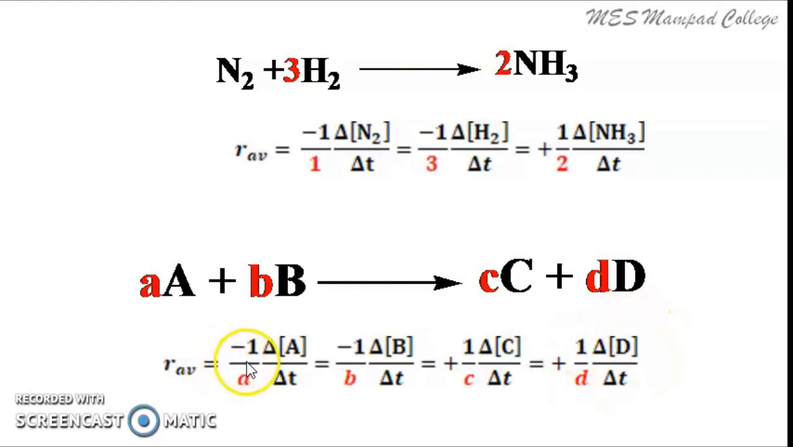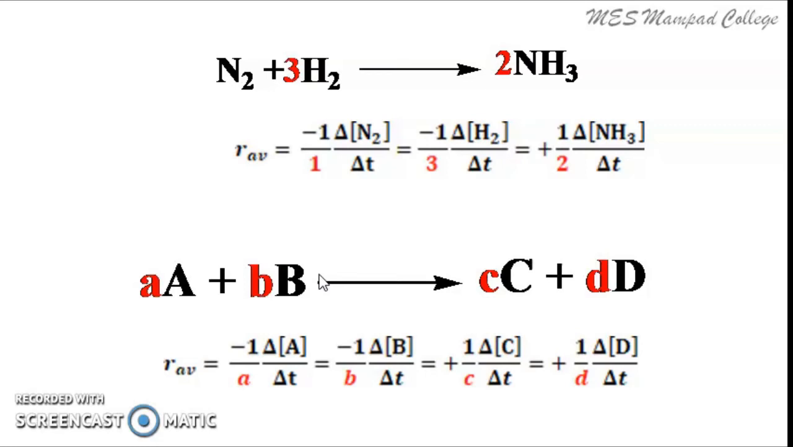So this particular aspect you have to remember. That means you can monitor the change of concentration of any of these components, that is any of the reactants or any of the products, and then determine the rate of a reaction. That's important, and that's the beauty of this kinetics. You take any one component and then study its change in concentration, monitor its concentration change.